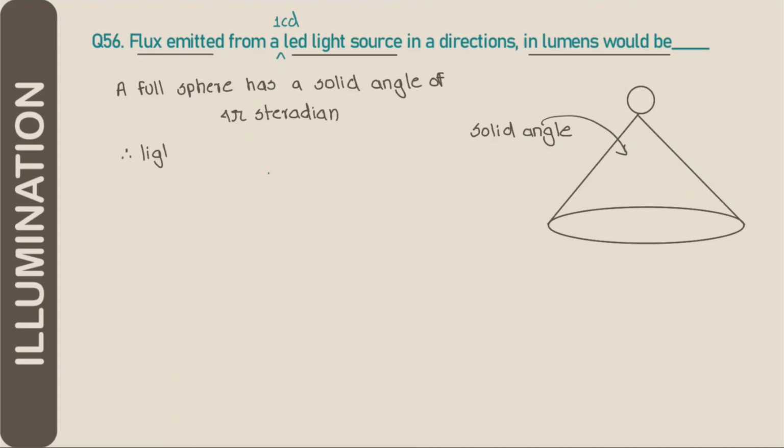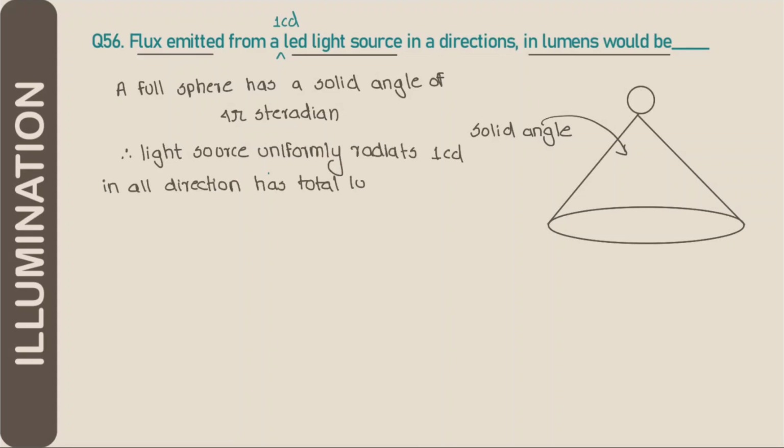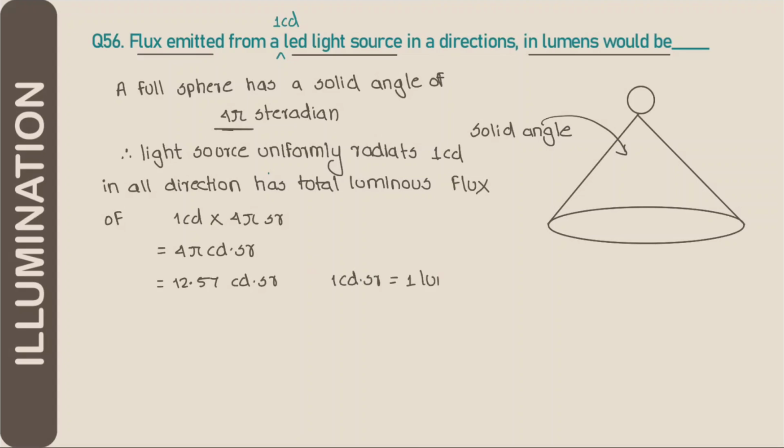So the light source uniformly radiates one candle in all direction has the total luminous flux of one candle into 4 pi steradian. That comes up to 12.57 candle steradian. So 1 candle steradian is equal to 1 lumen. Hence the total light emitted in luminous flux is 12.57 lumen.